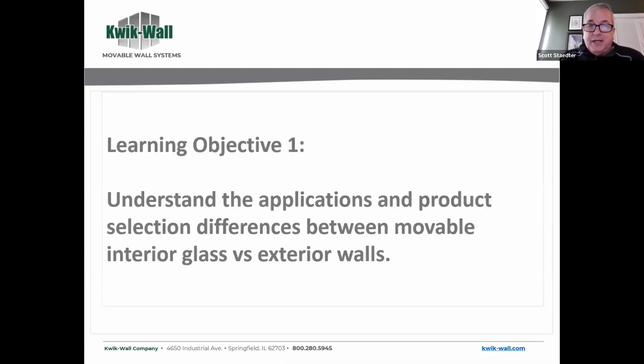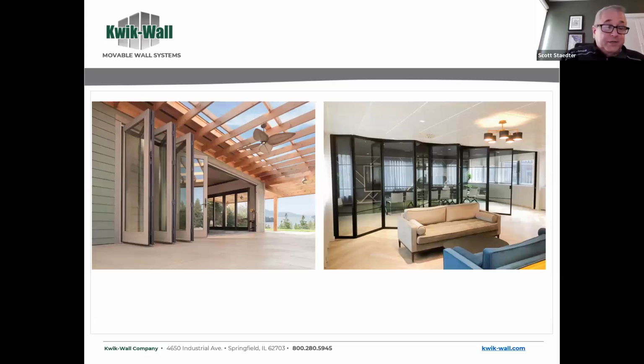So let's understand some of these applications and product selection differences between a movable interior glass and exterior glass. Well, again, what's the difference? Well, one's designed for exterior openings, right? And one is designed for interior openings. And there's been a lot over the last 30 years of support for the type of exterior glass walls coming into the interior space, and the exterior glass walls have kind of driven the market. A lot of things get crossed over from a specification perspective and get pulled into interior glass walls that have nothing to do with an interior glass wall.